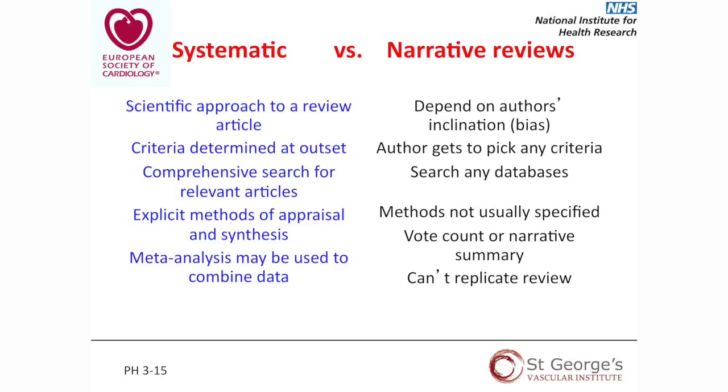Systematic reviews have an explicit method of appraisal and, where relevant, synthesis. And the methods in narrative reviews are often not specified. Systematic reviews may undergo meta-analysis, whereas narrative reviews often just say the greater body of papers points towards one argument rather than another, and often are not replicated if you try and go back through the review.